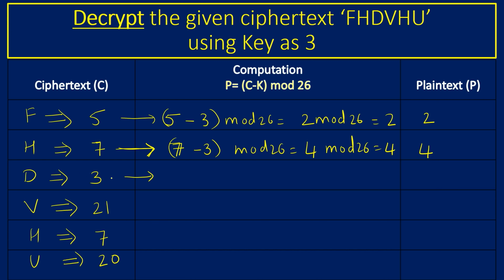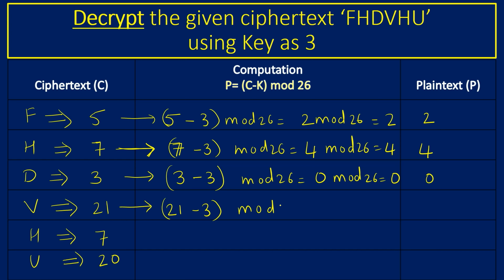So the next letter is D, whose corresponding number from the mapping table is 3. Do 3 minus the key which is 3 mod 26. So we get 3 minus 3 as 0 mod 26, and since 0 is less than 26 it remains 0. So my plain text number is 0. The next letter was V. From the mapping table I got the number 21. So we do 21 minus the key which is 3 mod 26. So 21 minus 3 is 18 mod 26. So 18 is a number which is less than 26, and hence the final answer remains 18. So the plain text number which we get is 18.